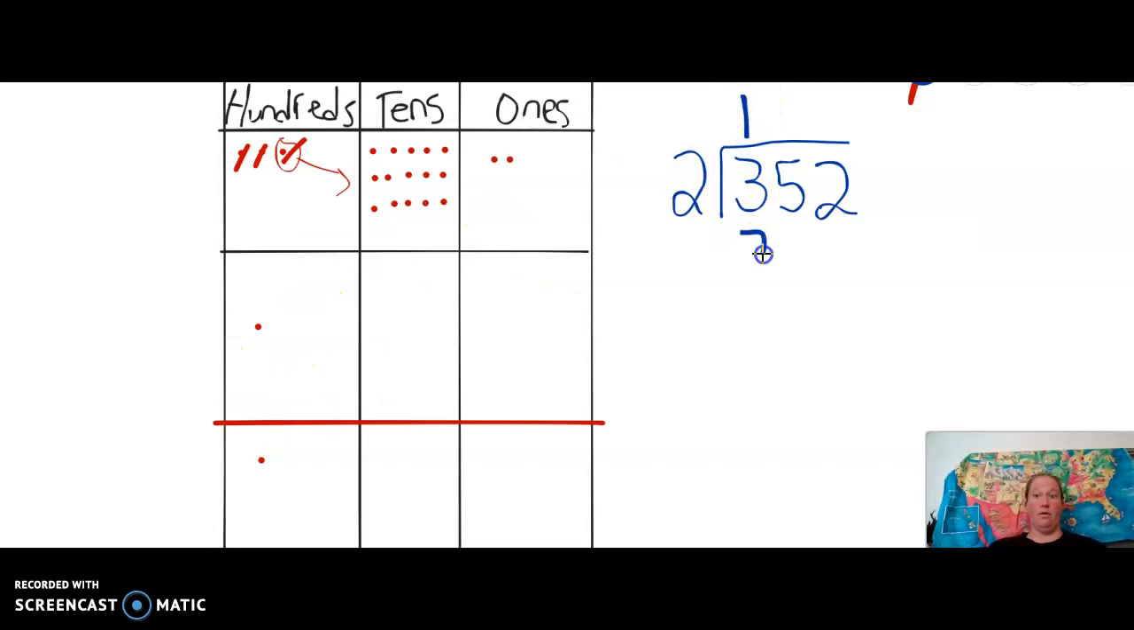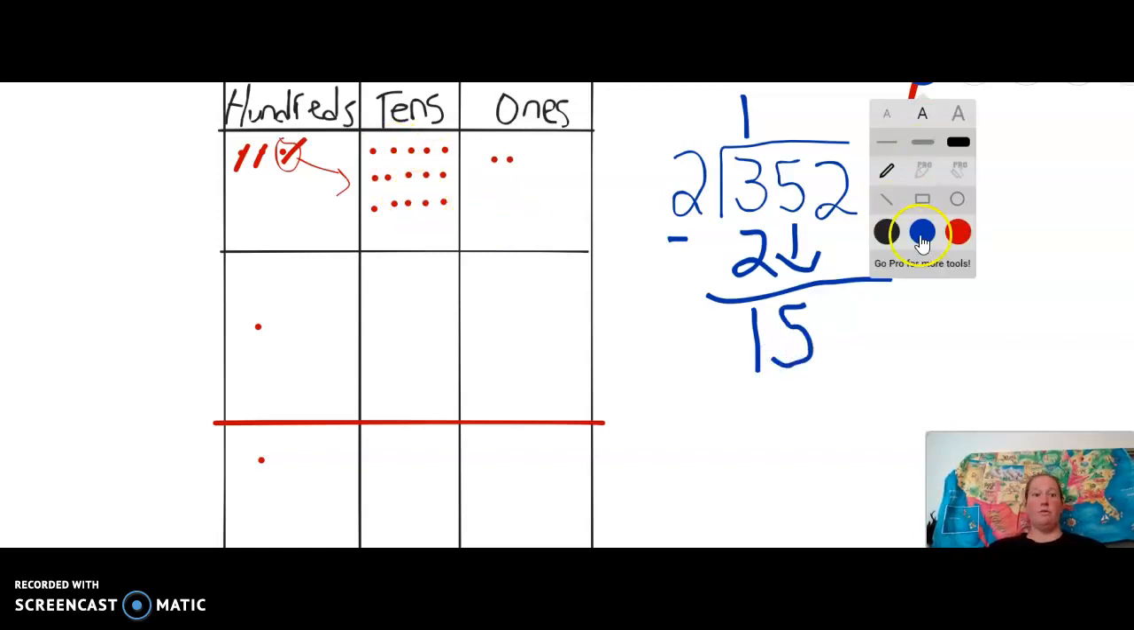Okay, and if we look, we have that 100 left over. Okay, now we have 15 tens. 5, 10, 15. Okay, so as you see how I go through. All right, so now let's break up our 15 into 2 groups.